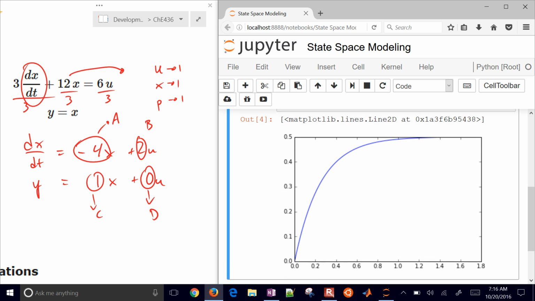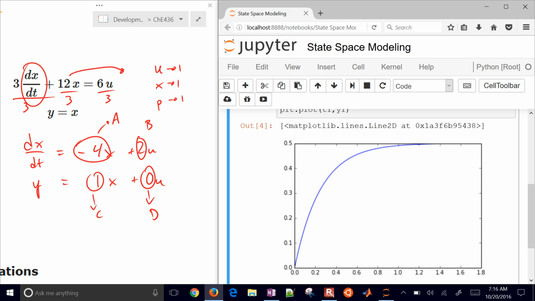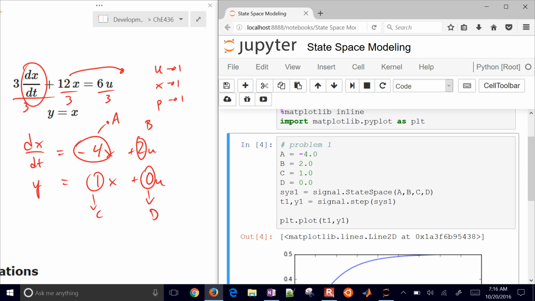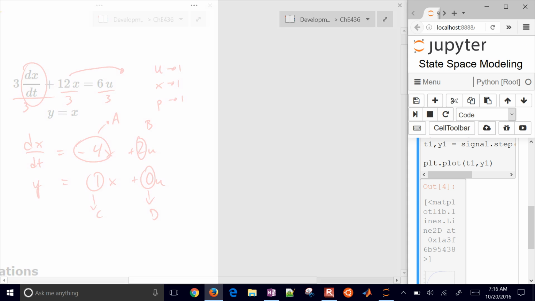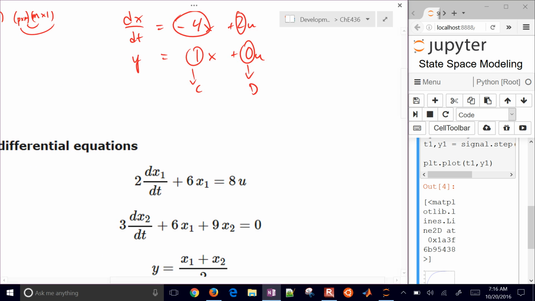Okay, so here's our step response. You can see, let's see, so here is about my, I can't write on this one. Okay, so anyway, I have a gain of 0.5 and a time constant of about 0.3 or so. Okay, so there's my step response. Okay, let's go on to the next problem now. Over here, I'll go ahead and move this one over. Okay, we'll come back to that Python in just a bit.